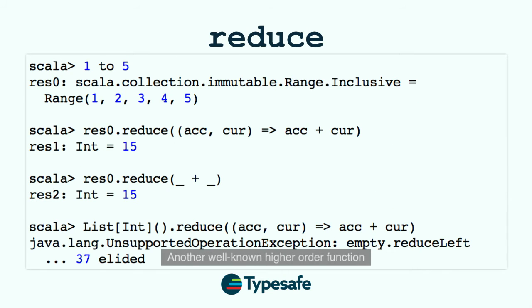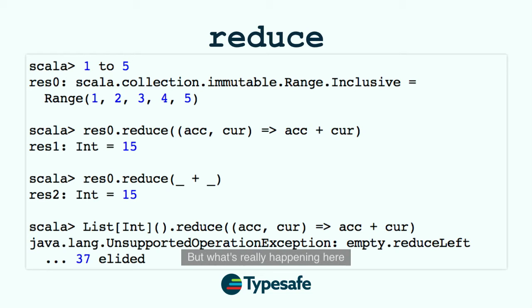Another well-known higher order function in the functional programming world is reduce. This is a powerful concept that we see used in the MapReduce world for transforming data to make sense of it. In this case, I create a range of values from 1 to 5, and I want to reduce it such that I add the values together.